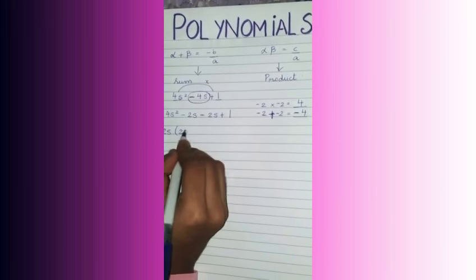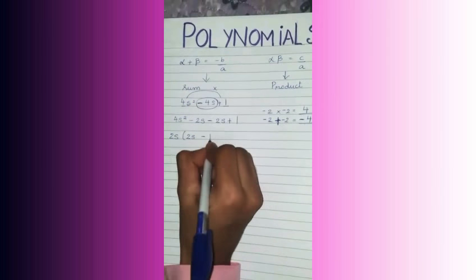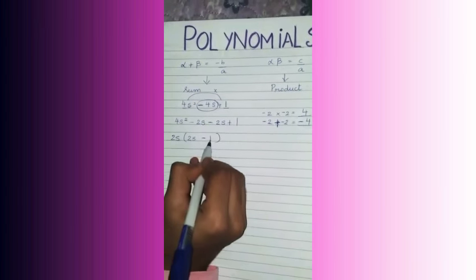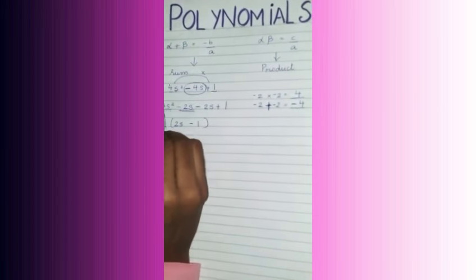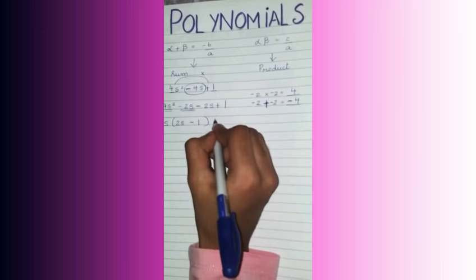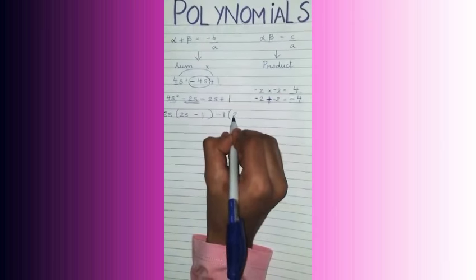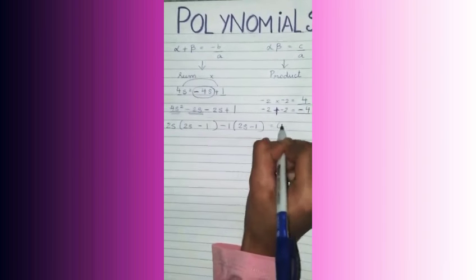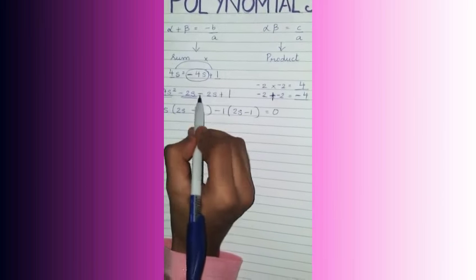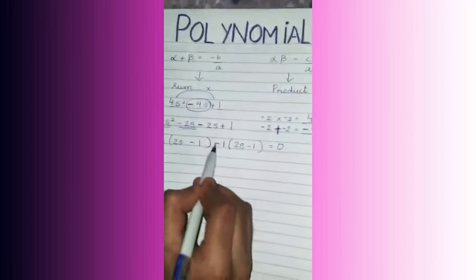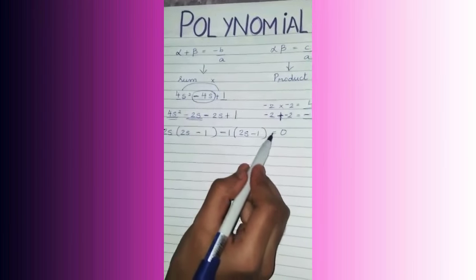So when you do 2s into s, it becomes s square minus 1, because 2s into 1 is 2s. 2s into 2s is 4s square minus 1. 2s minus 1 is equal to 0. Here when you do minus 1 into 2s, we'll get minus 2s. Then minus and minus is plus, is equal to 0.